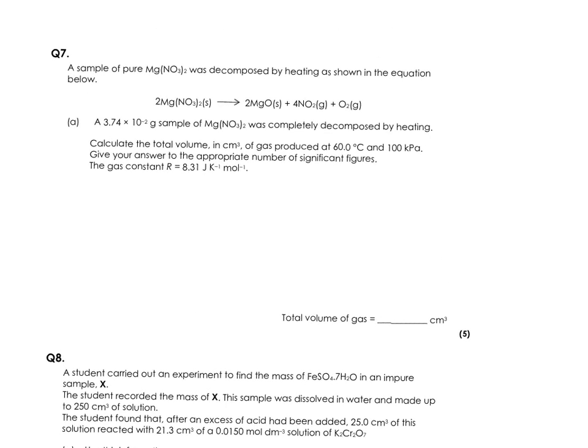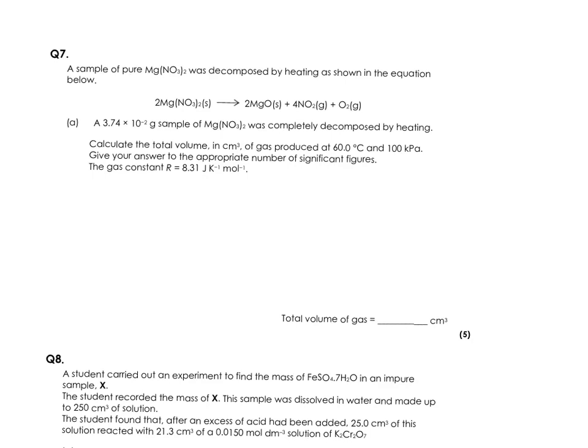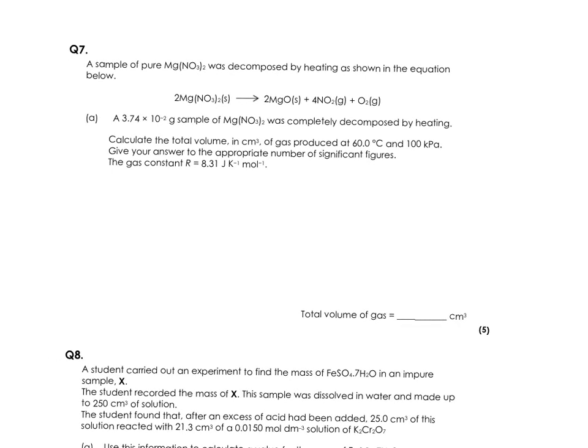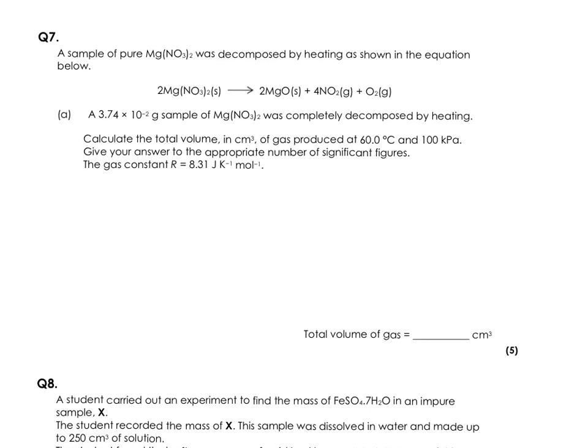So, question 7. A sample of pure magnesium nitrate was decomposed by heating as shown in the equation below. There it is. It gives you the mass of the magnesium nitrate, and it asks you to work out the total volume of gas that was produced. So this is an ideal gas equation question, so it's going to be PV equals nRT.